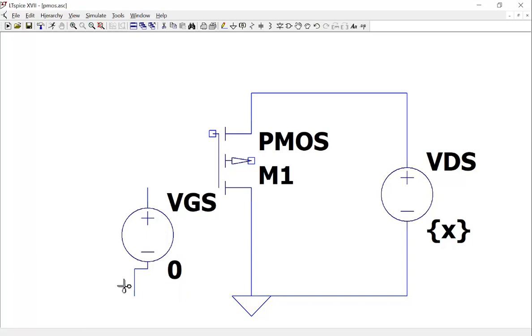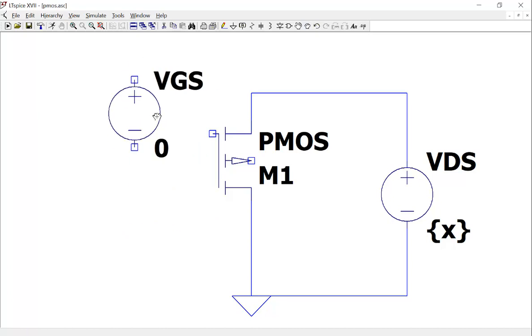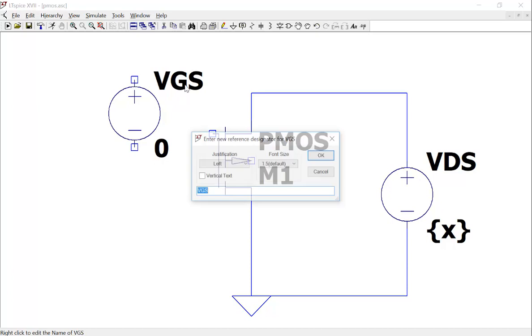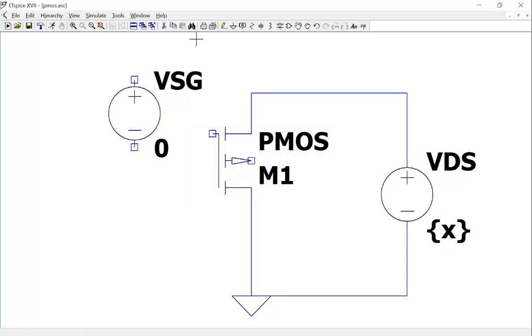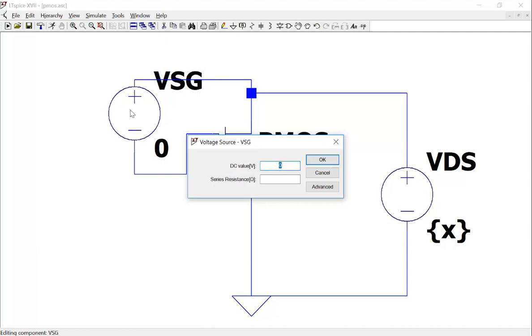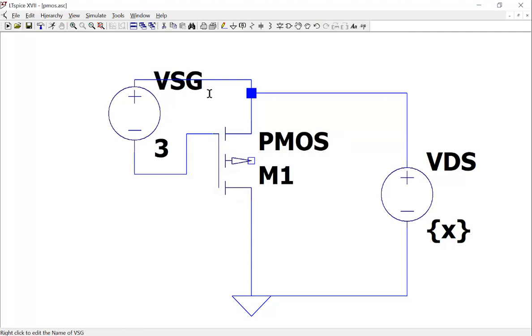So I'll just use this one. Put it on the top. Okay, I have to call it the SG. This is VS. This is G. It's 3 volts, larger than 0.9, right? I'll give this one 5 volts.